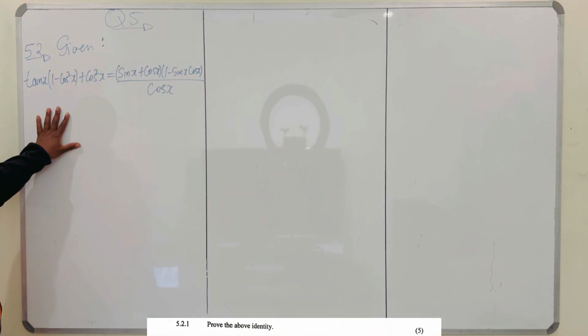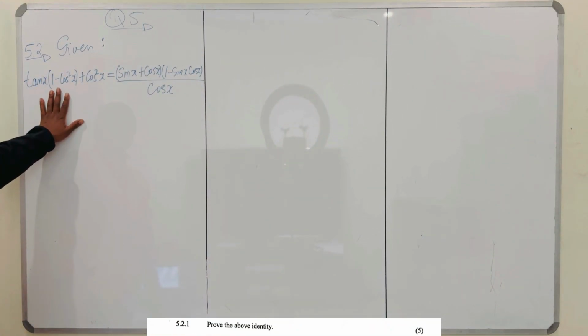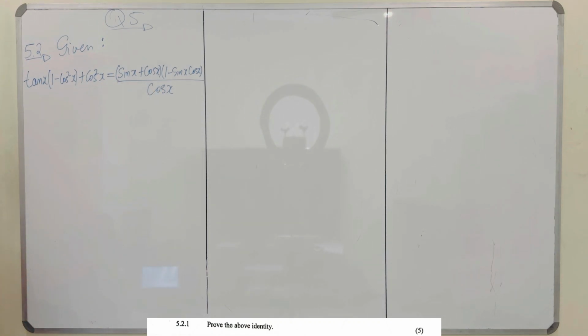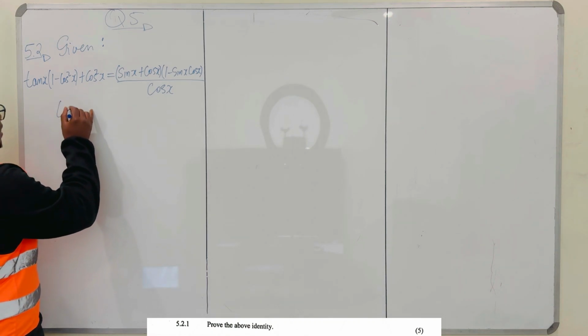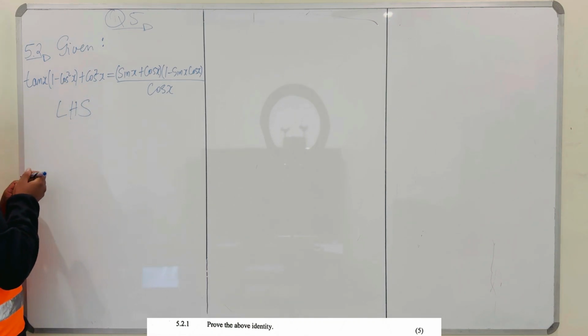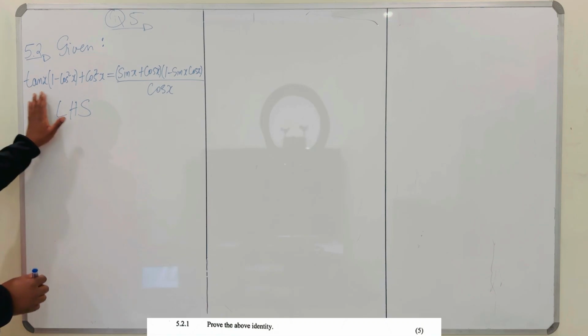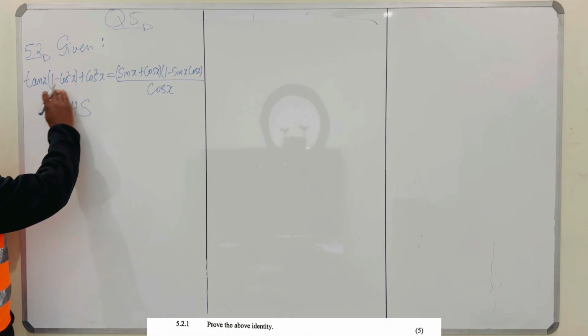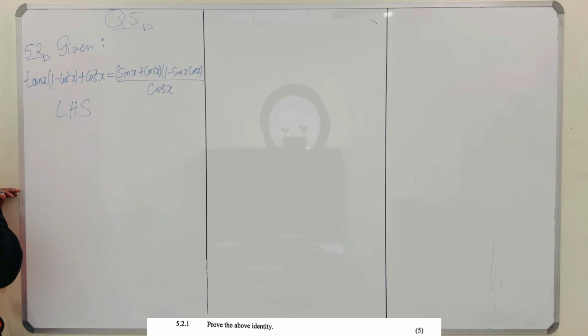So we want to prove this identity. You can pick this side and go there, or pick this side and come to this side. So it's up to us how we do it. So for now, let's pick the left-hand side, this side here, and try to show that this left-hand side is equal to the right-hand side. So how are we going to do this?